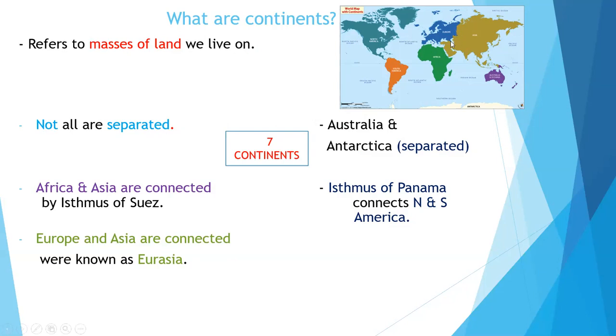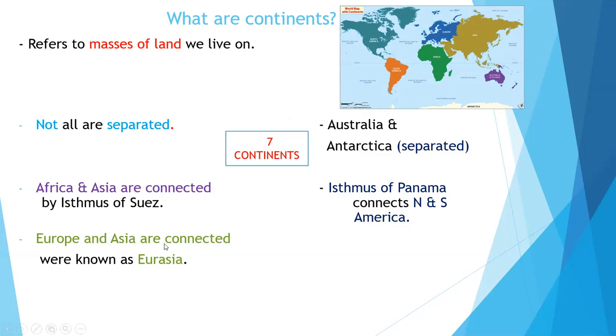We have Europe and Asia very much linked together. And here we see that Australia and Antarctica are split up. They're the only 2 continents that appear on their own. As it states here, Australia and Antarctica are separated. Africa and Asia also have a connection: they are connected by the Isthmus of Suez, and the Isthmus of Panama connects North and South America.